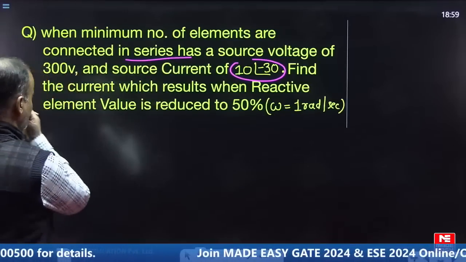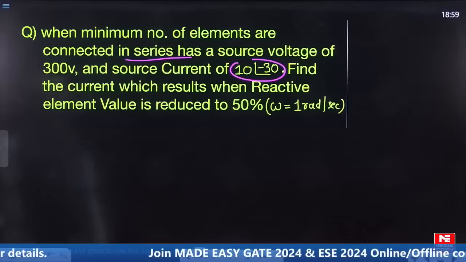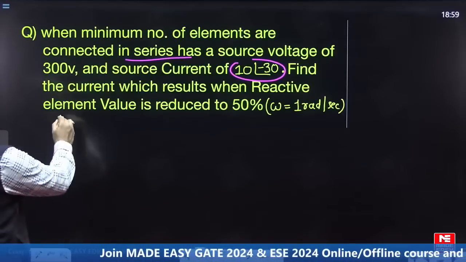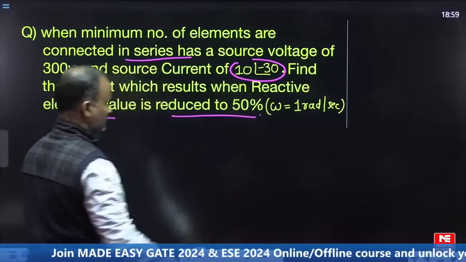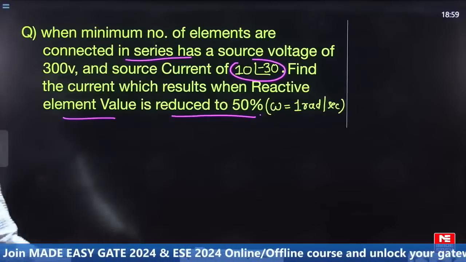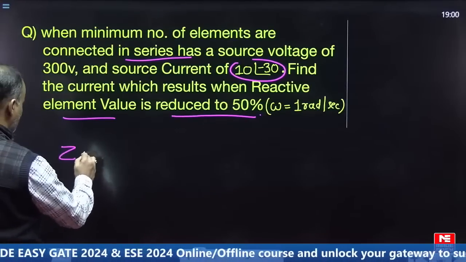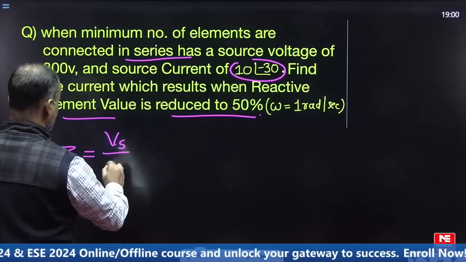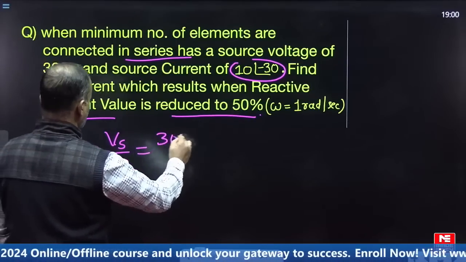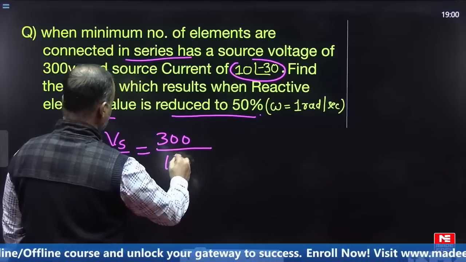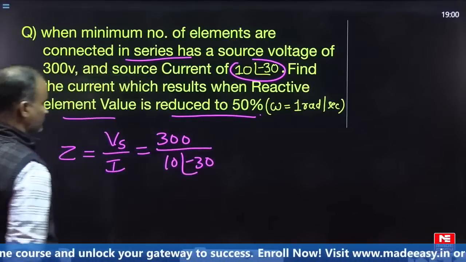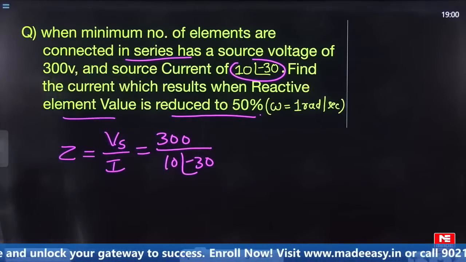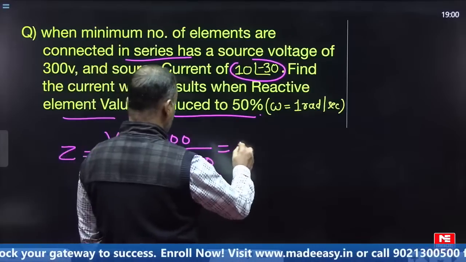Now what is the statement given? You are asking the current when this reactive element is reduced to how much percentage here, 50%. For the given data, first can you find the impedance value? The impedance value is simply source voltage by source current, 300 by, can I simplify like this? If you simplify this one, we get 30.